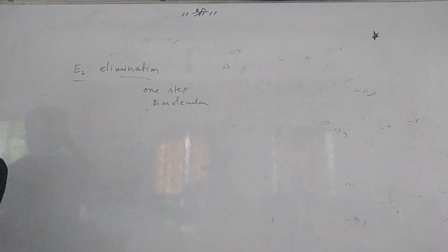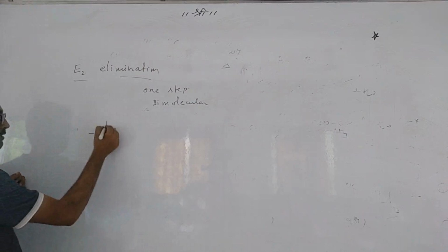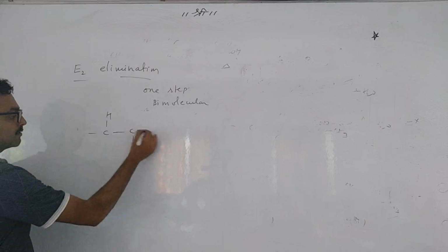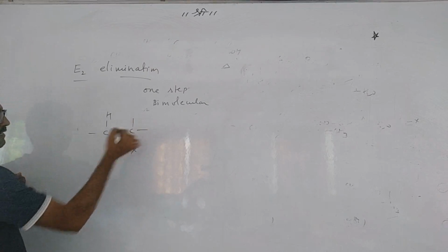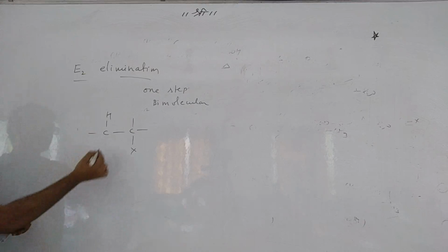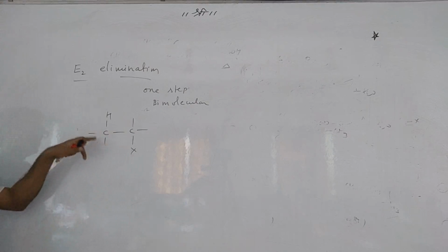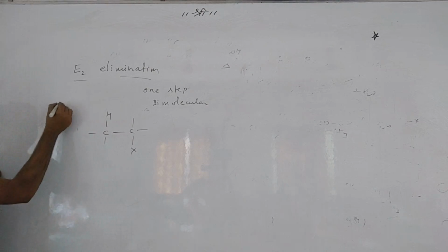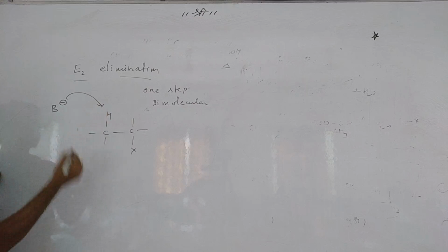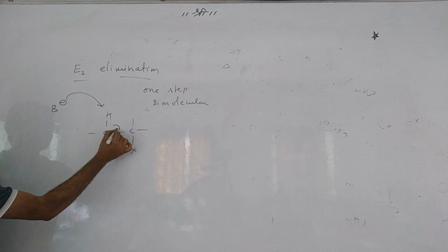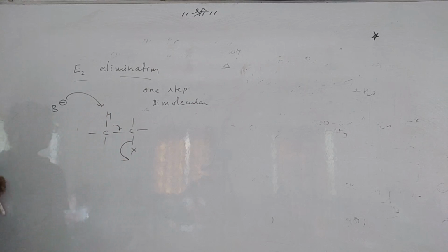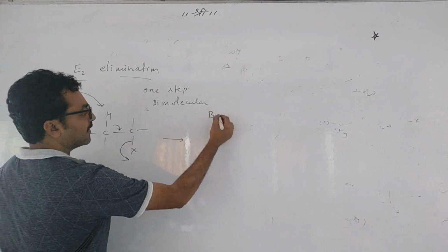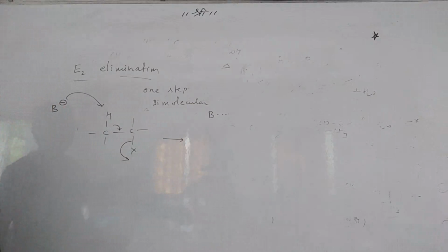So I will give the mechanism first, then we can talk. Very important point is there that I will tell you. This is your saturated compound because all 4 bonds are there for each carbon. The base will come from the back side like this, and this bond will go like this. So there is a transition state.